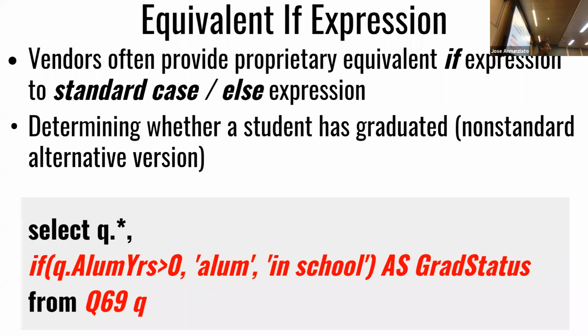Now some vendors support a much more terse, less verbose version of the switch case. It's just a plain old if statement. If this is true, then it returns the second argument. Otherwise, it returns the third argument. So if it's true, meaning you're taking the alumni year, if it's positive, it comes out to alumni, or otherwise, it's in school. Okay, much more compact.